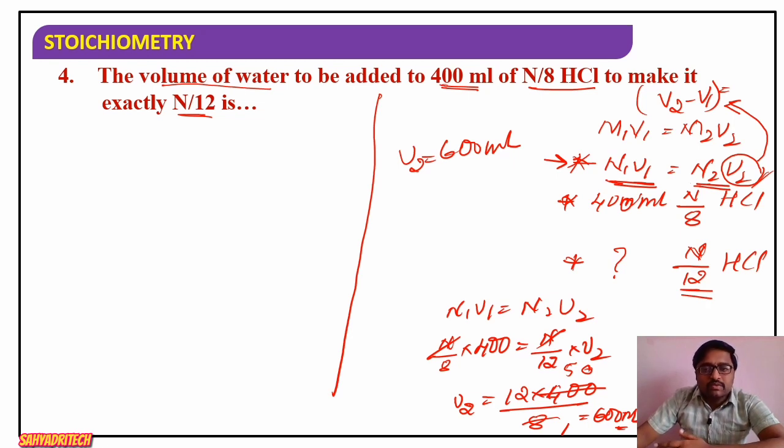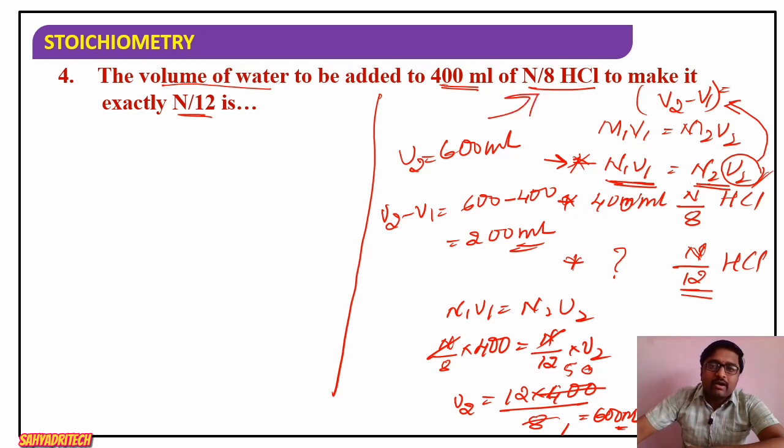Then how much water to be added? Already we have 400 ml of N by 8. If the volume is made to 600 ml, its concentration reduces to N by 12, which means how much water to be added? It is V2 minus V1: 600 minus initial 400, that is 200 ml. So to 400 ml of N by 8 HCl, if we add 200 ml of water, its concentration changes to N by 12. That is the solution.